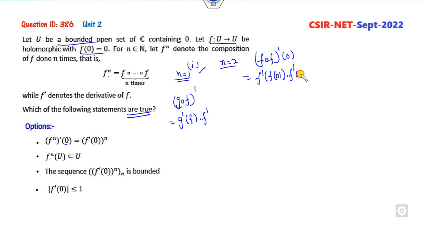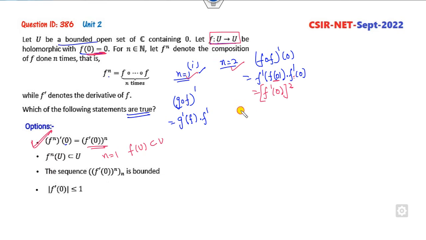into f of 0. So you can see what is f of 0 is 0. So this value is 0. This value is 0. This is also f, so it is my square. You can see this is satisfied. n equal to 1 satisfied, n equal to 2 satisfied. Now again, when n is equal to 1, f of u is a subset of u. That's the correct statement from here.